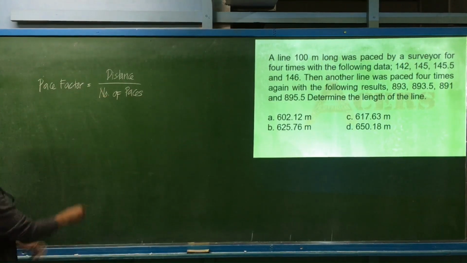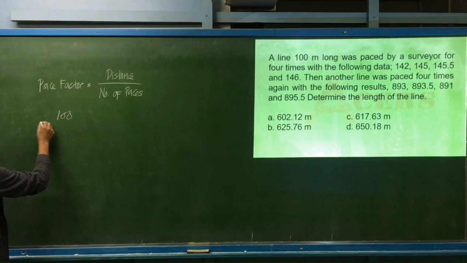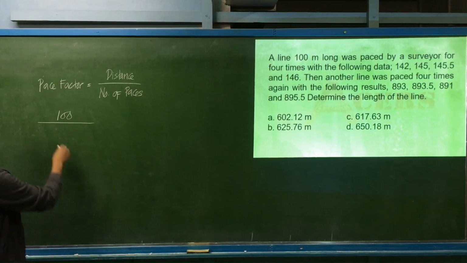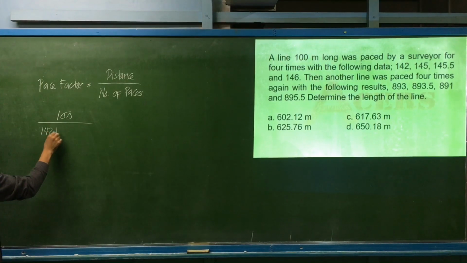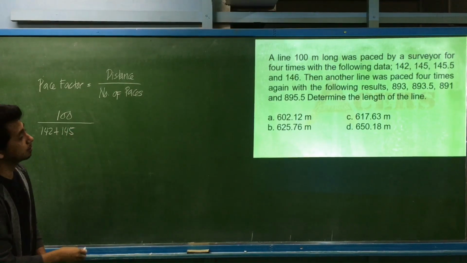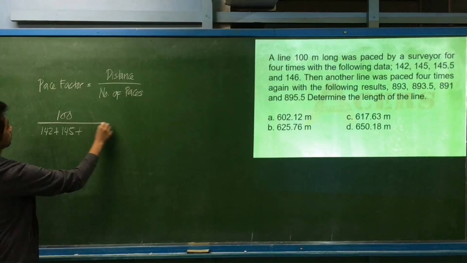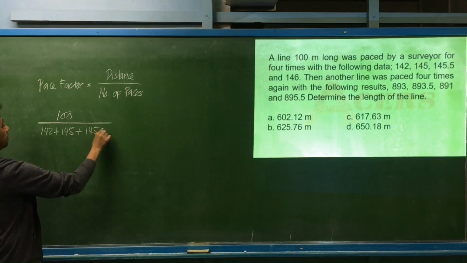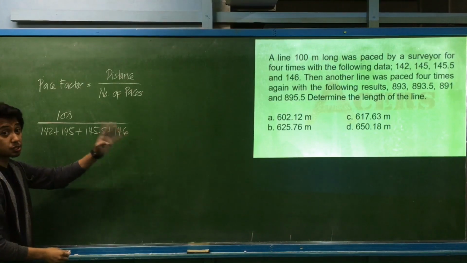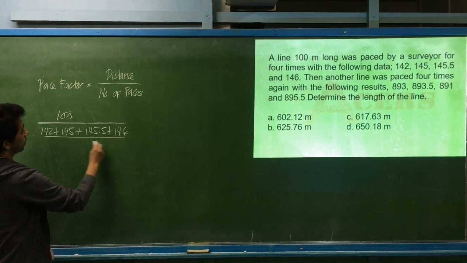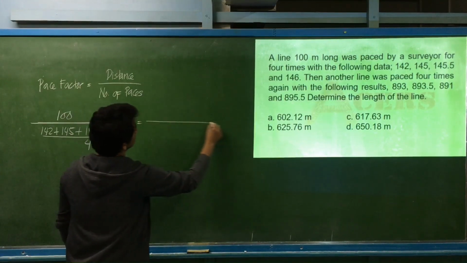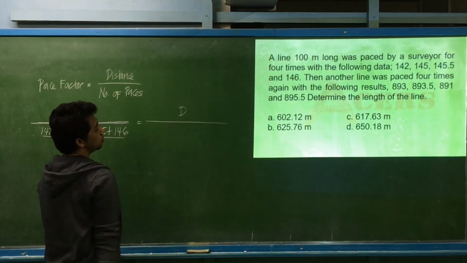So yung first line is 100. This is divided by, since we have 4 paces, average natin. Ano yung 142 plus 145 ay plus 145.5 plus yung last is 146. You have 4 sets averaging divided by 4. Okay, this should be equal to, okay, yung next set natin is yung distance, yung hinahanap natin.